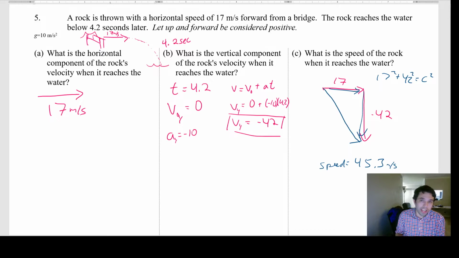Well, yeah, but when you square a negative, it becomes positive. So it doesn't really matter, right? 17 squared plus a negative 42 squared equals c squared. Well, square negative 42. What do you get? You get a positive number, right? Square anything, you get a positive number.